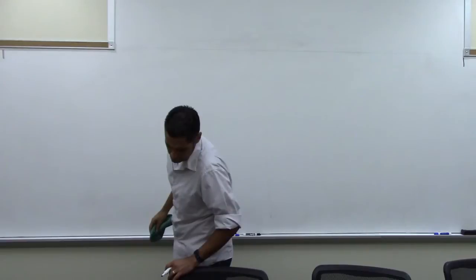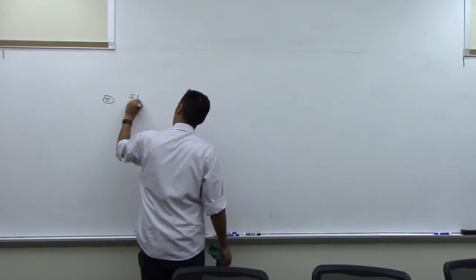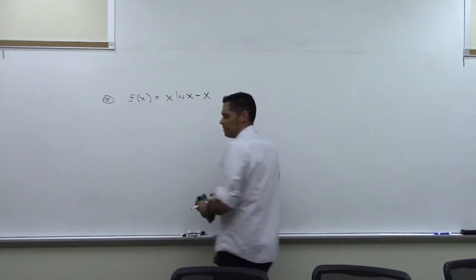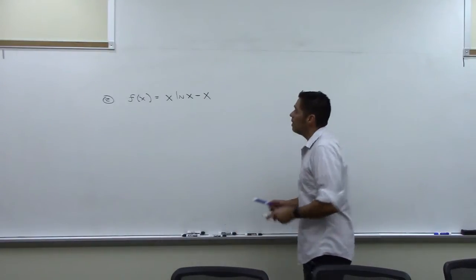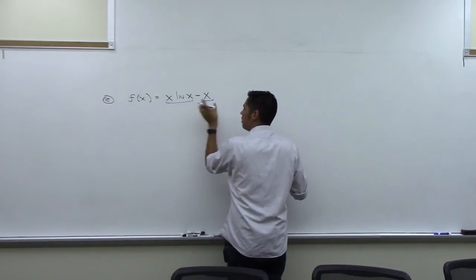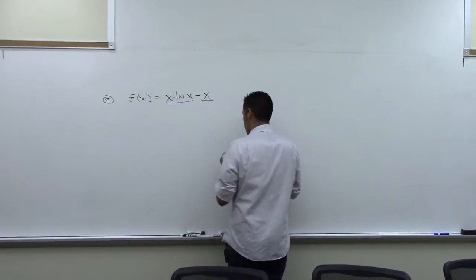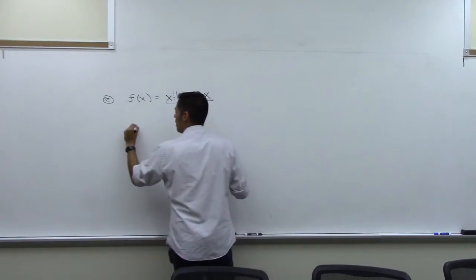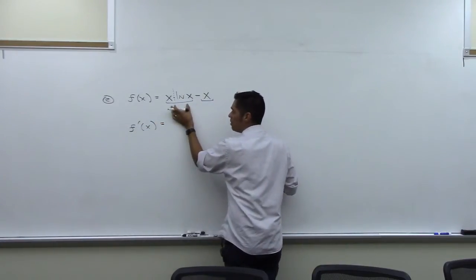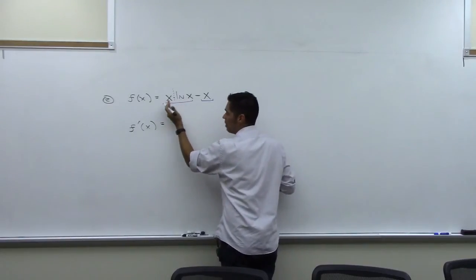f of x is x ln x minus x. So when we look at this, I hope that you recognize that we have two terms. One term, two terms, so I can differentiate these separately. And then on this one, I have multiplication, which means I'm going to have to do a product rule right there. So when I take the derivative of this, it's going to be the derivative of the first function times the second, plus the derivative of the second function times the first.